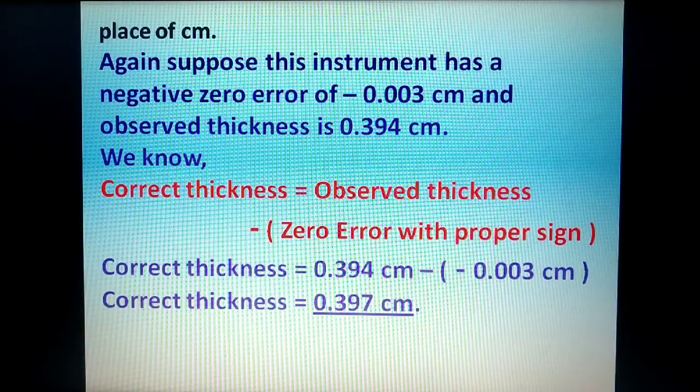Now let us consider a negative zero error. Suppose this instrument has a negative zero error of minus 0.003 centimeter and the observed thickness is 0.394 centimeter. We know the correct reading is observed thickness minus zero error with proper sign. So the correct thickness is 0.394 centimeter minus inside bracket minus 0.003 centimeter. Both the minus make a plus. So the correct thickness is 0.397 centimeter.